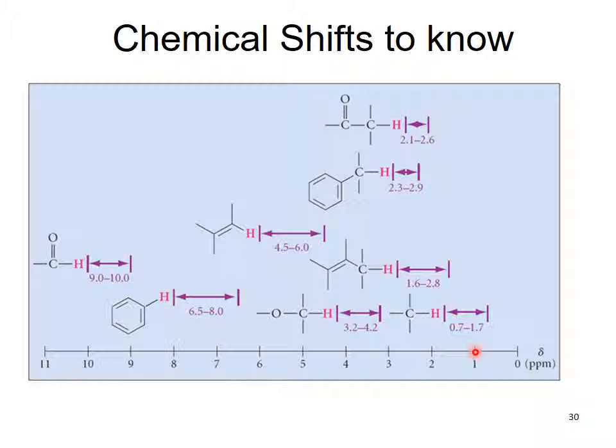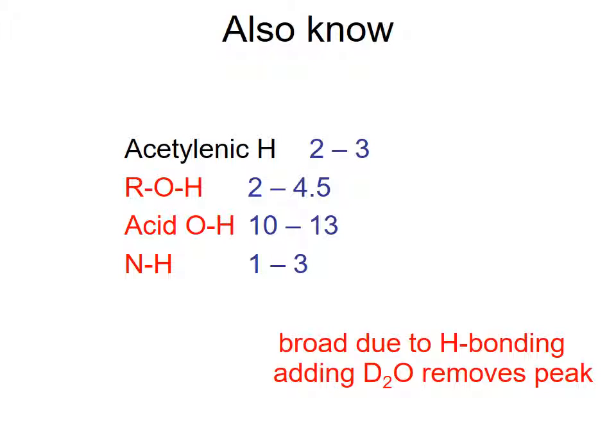The quaternary carbon, tertiary hydrogens are more shielded, and the primary carbons are less shielded. And then any electron withdrawing groups that are a few carbons away can still cause your hydrogens to be somewhat deshielded and a little bit higher than 1. Also know that the acetylenic hydrogens are in the 2 to 3 range, so let's just say 2.5.